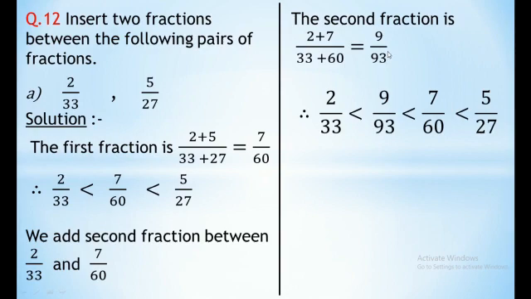So now we got two fractions between the two given fractions. We got 9 by 93 between 2 by 33 and 7 by 60, so we will place it here. So 2 by 33 is less than 9 by 93, and 9 by 93 is less than 7 by 60. Then this 7 by 60 we already got as the first fraction, so we will keep this place as it is. 7 by 60 is less than 5 by 27. Okay, now we will move to question number 13.